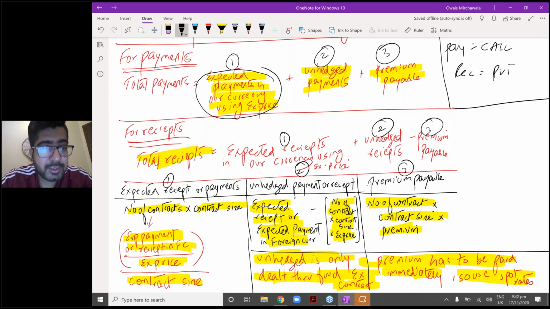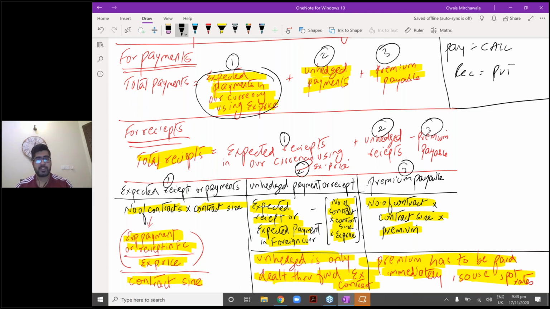The sub formulas are the same. Everything is the same. But in an options contract, you have to make sure that you understand what this unhedged receipts or payments is. The basic computation is the same, but obviously since options is a standardized thing, you won't be able to hedge all amounts. Some petty amount will be left as unhedged. That's only dealt through forward exchange contract, and premium has to be paid immediately. So we use spot rates. Now this is a bit too many formulas, but once you get this in a question form, that would be quite easy.